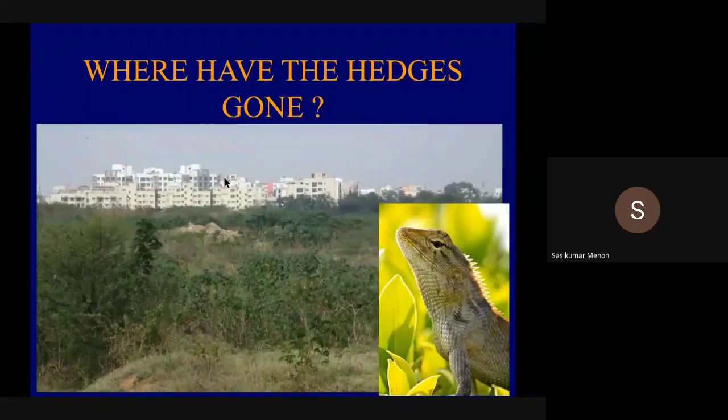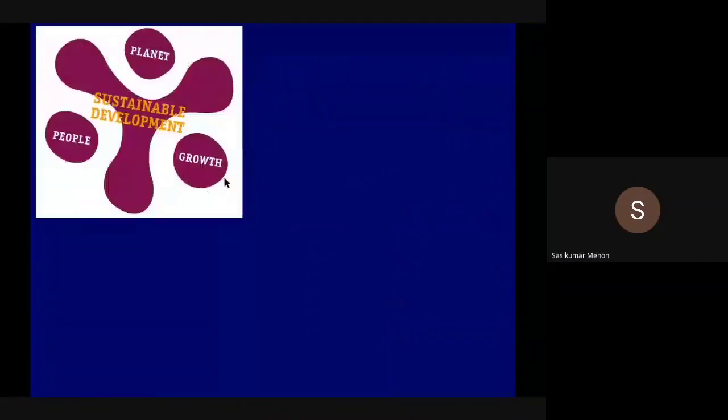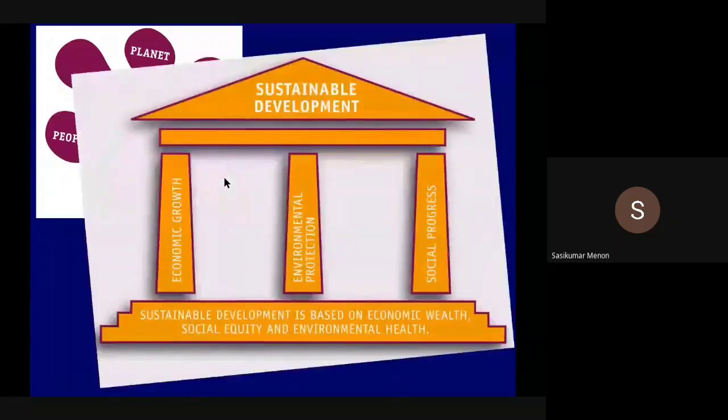Why are we not worried about these small changes that are happening in our city? They are part of our biodiversity. Now, this is where we should start, actually. So, we need to have sustainable development, which will not only give us economic growth, it will give us environmental protection and also social progress.